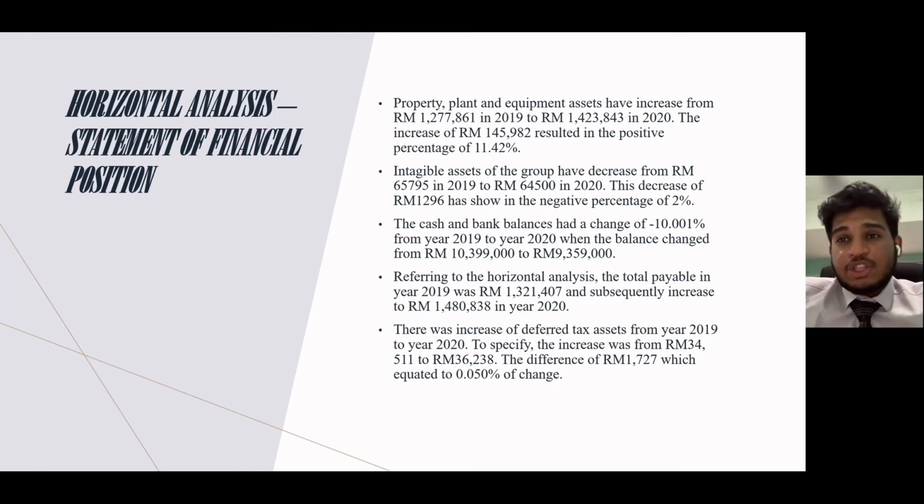And next we go to intangible assets. The intangible assets of the group have decreased from 65 million in 2019 to 64.5 million in 2020. This decrease of 1.2 million is shown as a negative percentage of 2. The rise in the above figure is most likely attributable to an increase in intangible assets, which results in a higher amortization charge through the financial year.